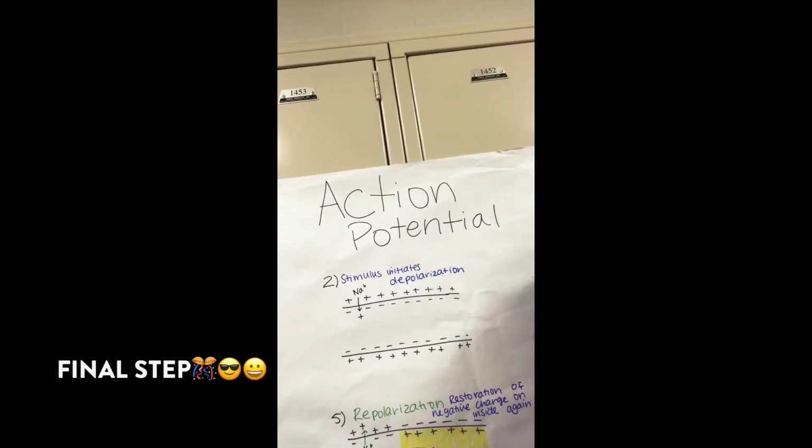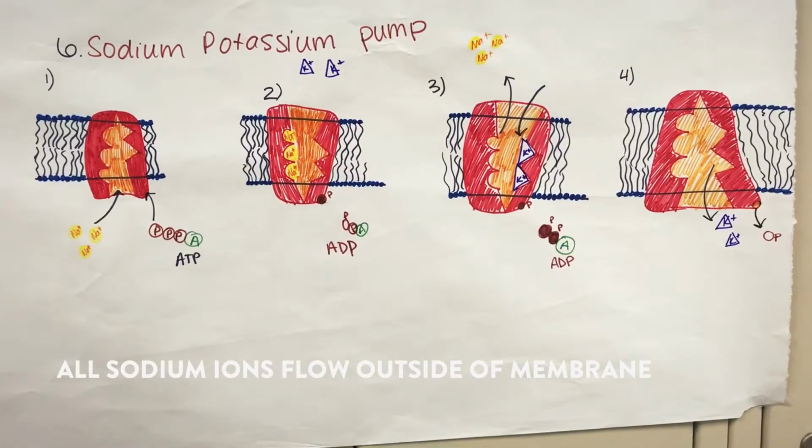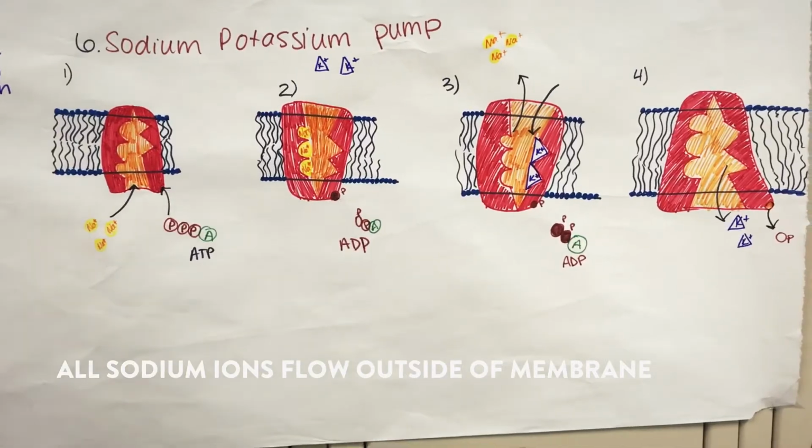The final step of action potential is the sodium-potassium pump. The sodium-potassium pump has 4 steps. The sodium-potassium pump makes sure that all the sodium ions get back to the outside of the axon.